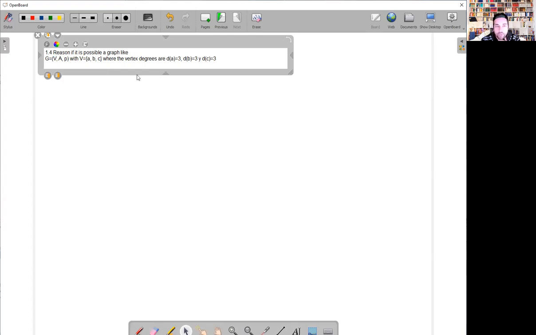And this is the problem for today. It reads: reason if it's possible for a graph G, which is defined by a set of nodes or vertices, a set of links or edges, and an application. We only have this information: three nodes, A, B, and C, and the vertex degrees are 3 for each of those nodes.